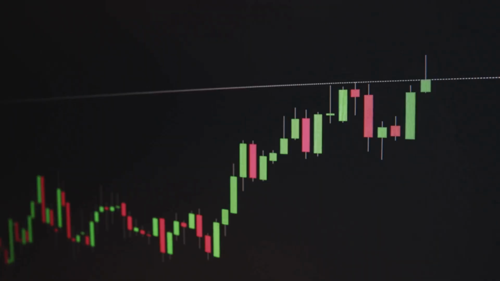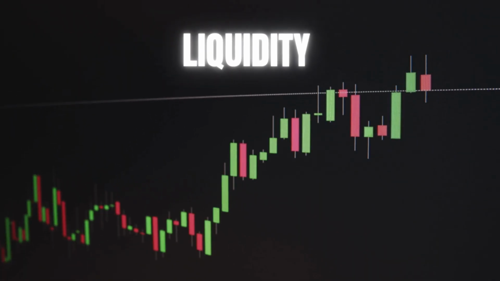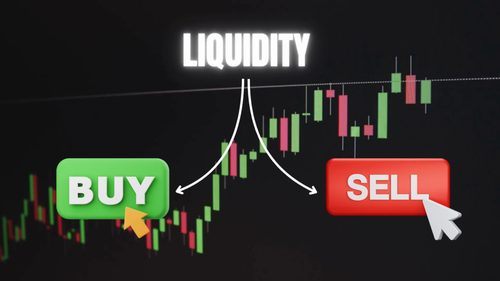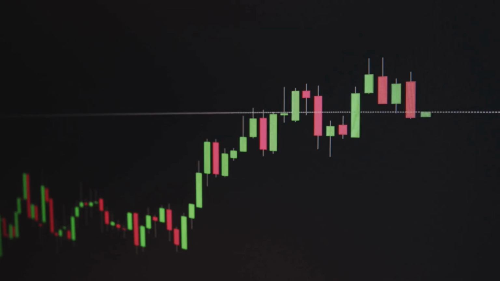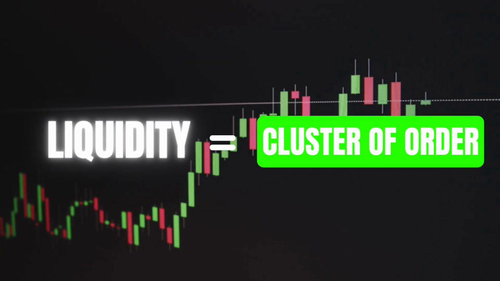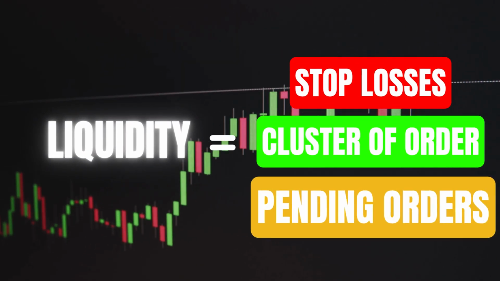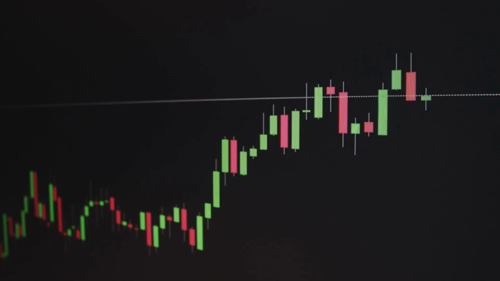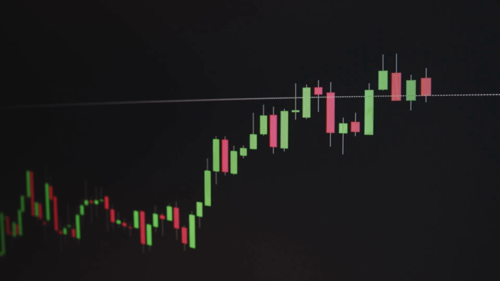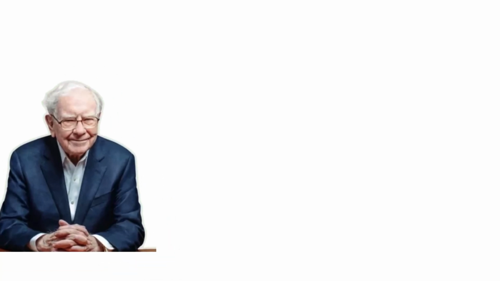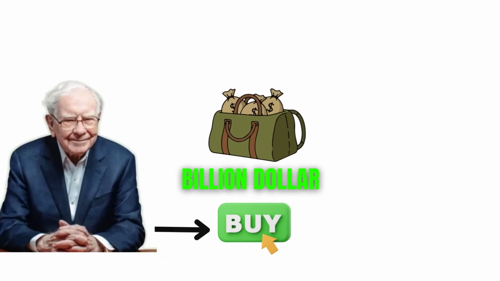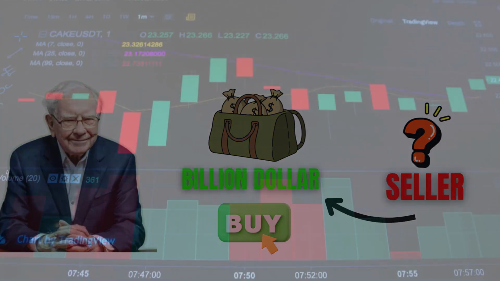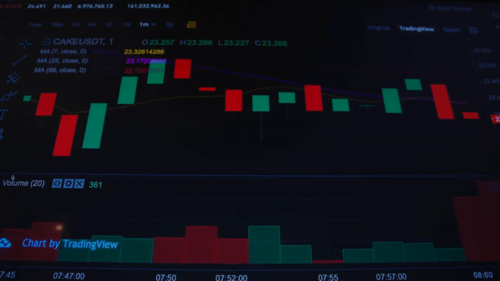Let's get into it. In financial markets, liquidity refers to the presence of buy and sell orders in the market. More specifically, ICT defines liquidity as clusters of orders, stop losses, pending orders, limit orders, that are resting at predictable price levels, waiting to be triggered. Here is the key insight. For a large institution to buy $1 billion worth of an asset, they need someone to sell that amount to them. For them to sell $1 billion, they need buyers.